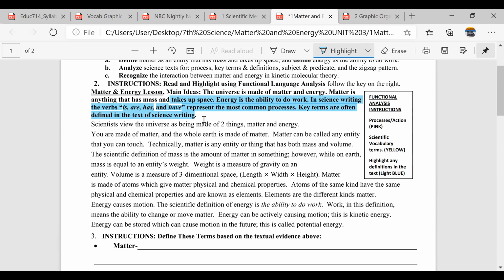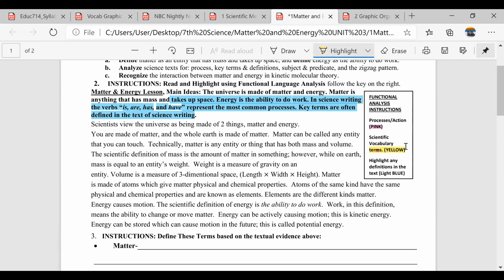And then we're going to read the paragraph and follow this prompt. We're going to highlight all of the processes or actions or verbs with pink. And later on, that's going to help us separate the subject from the predicate. And we're going to highlight all of the scientific vocabulary words, not with pink, we're going to do that with yellow.